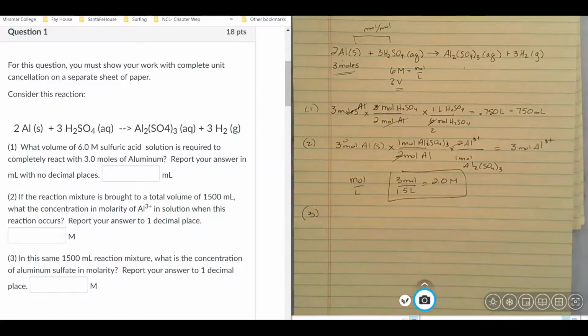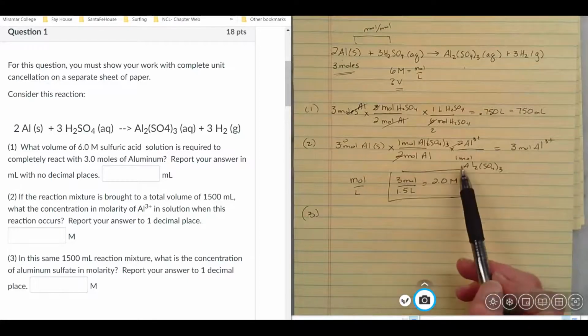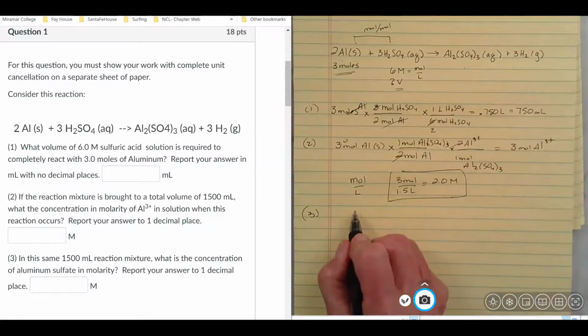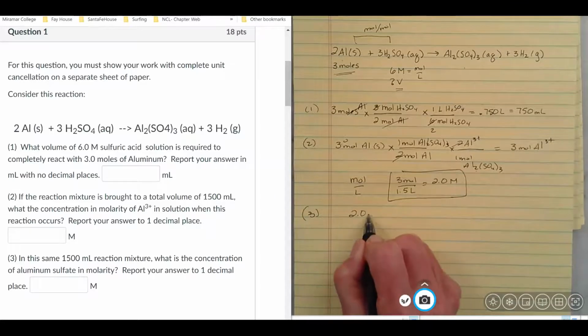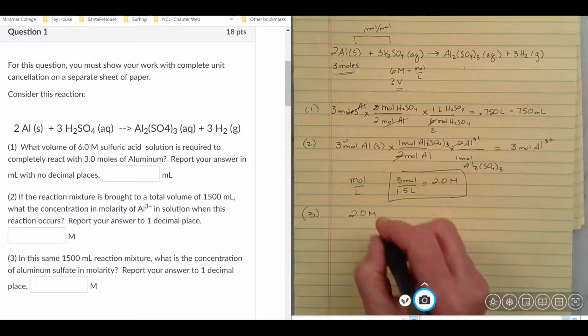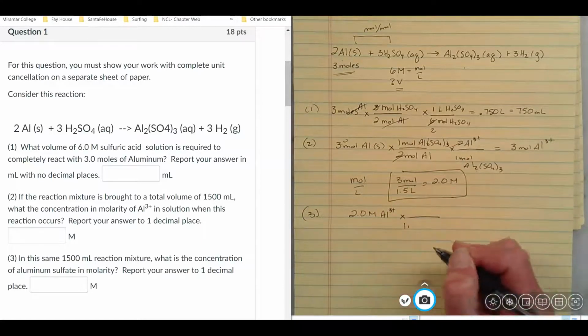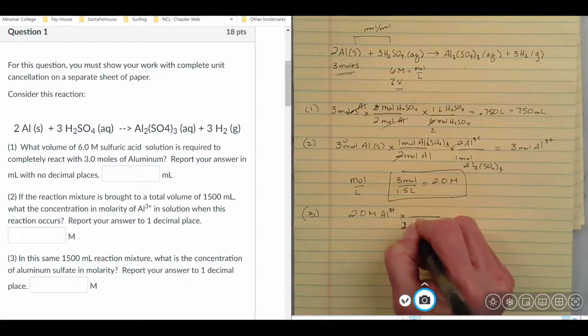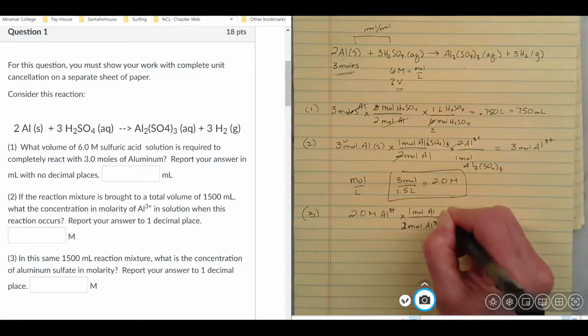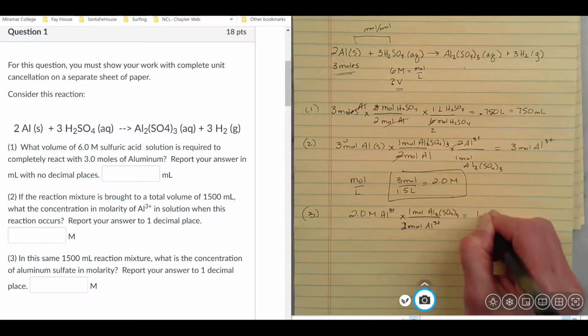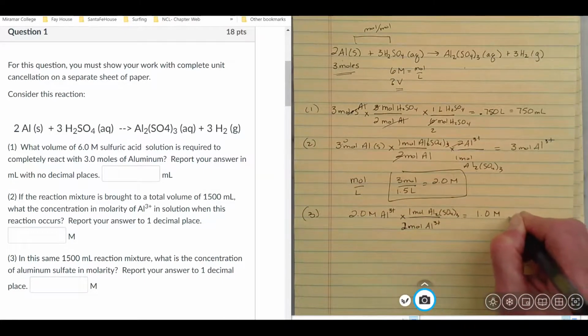In part 3, it says, in the same 1,500 milliliter reaction mixture, what is the concentration of aluminum sulfate? Well, there's 2 aluminums per 1 aluminum sulfate, so let's say we have 2.0 molar Al3+, and it's 2 moles of Al3+ per 1 mole of aluminum sulfate. So the answer is 1.0 molar aluminum sulfate.